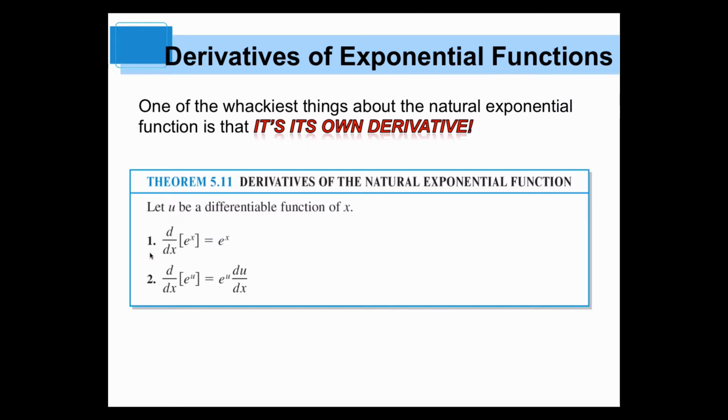E to the x is simple because this is actually a chain rule too, but what's a derivative of x? 1. This is itself times the derivative of the exponent. And it's just that simple. It's its own derivative times the derivative of the exponent. So here we go.